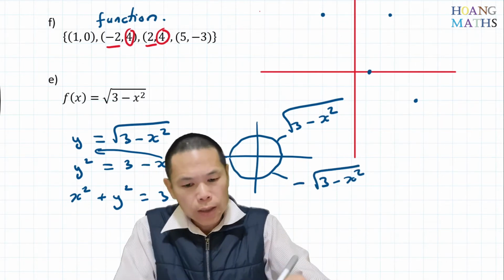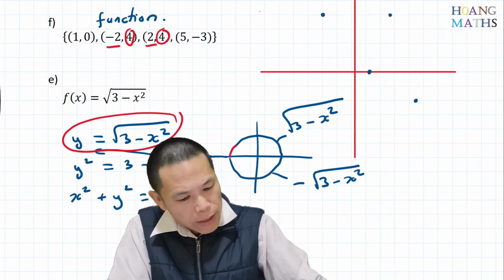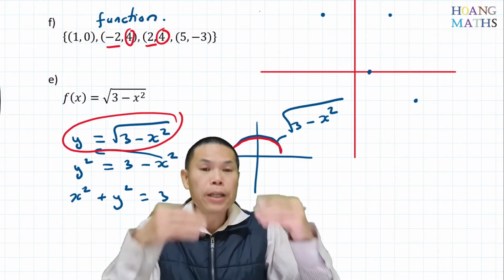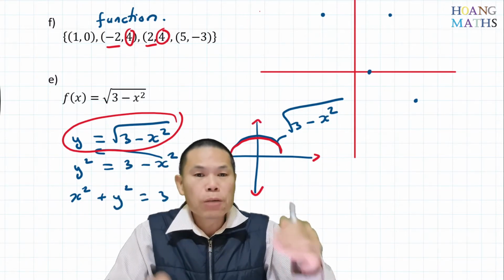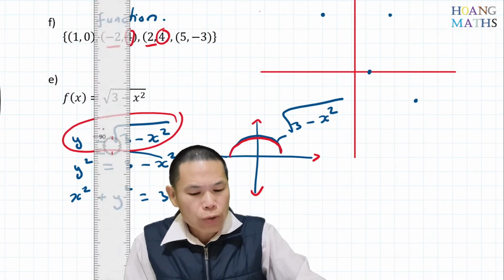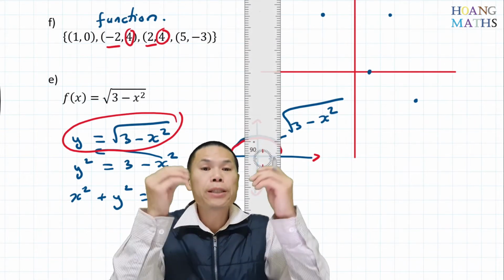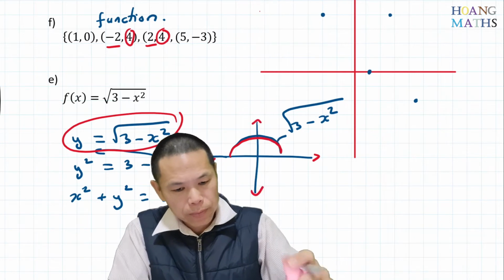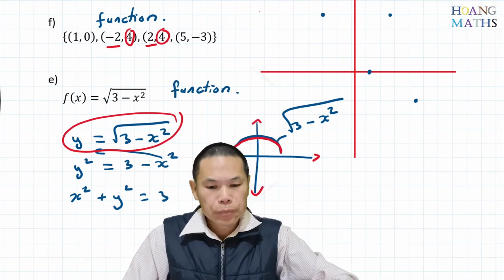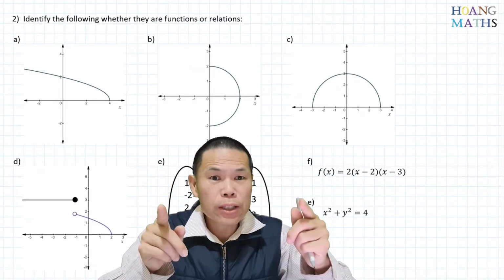But at the moment, we only focus on the positive one, which is this part here. So you can see it is a function because it passed the vertical line test. If you use a ruler and draw a vertical line down, it only cuts the curve once. So therefore, it is a function. There you go. Now, please pause the video and try this one yourself.